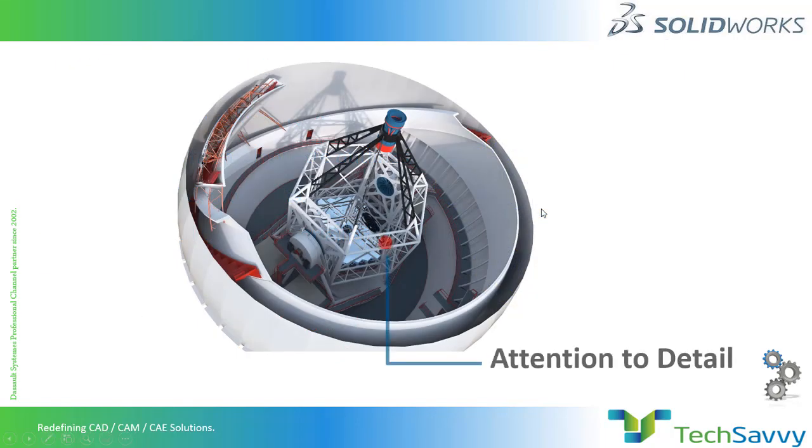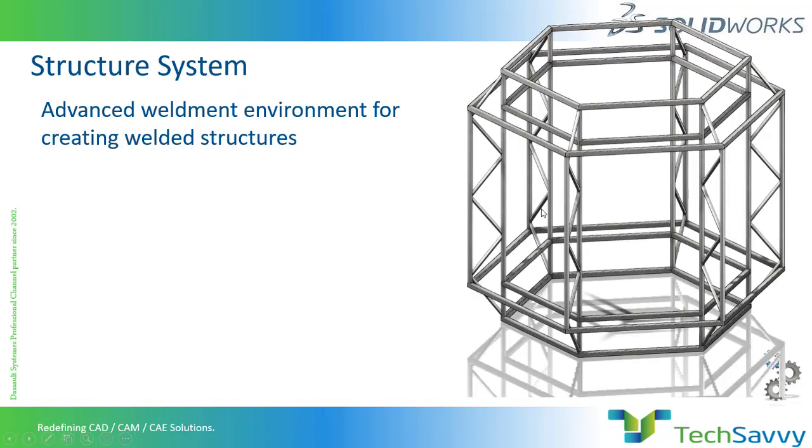So now let's talk about attention to detail. Previously we have talked about performance, how we can do work fast. Now let us talk about attention to detail. When we talk about attention to detail, there is a new system that we have introduced known as the structure system. Say, for example, this is the assembly on the screen, as we can see, a complete cage assembly.